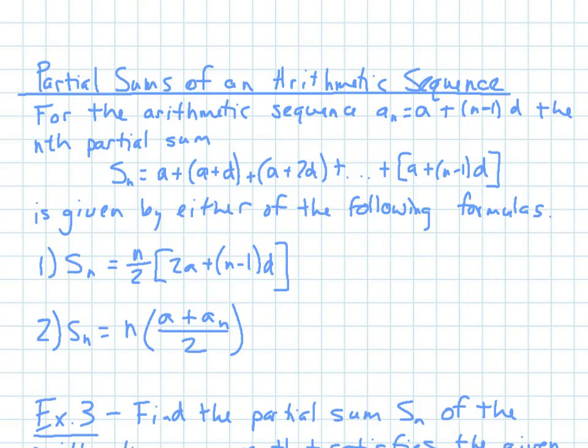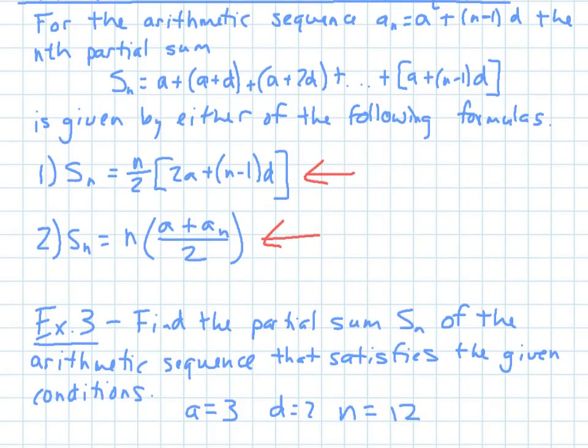And so there's two different formulas that we can use to help find a partial sum given what the nth term is. So you can either use n divided by 2 times 2a plus n minus 1 times d, or you can use n times a plus the nth term value, divided by 2. So the second one's kind of like a midpoint, and then you multiply it by the number of terms that are going on. The first one kind of looks more like the regular format.